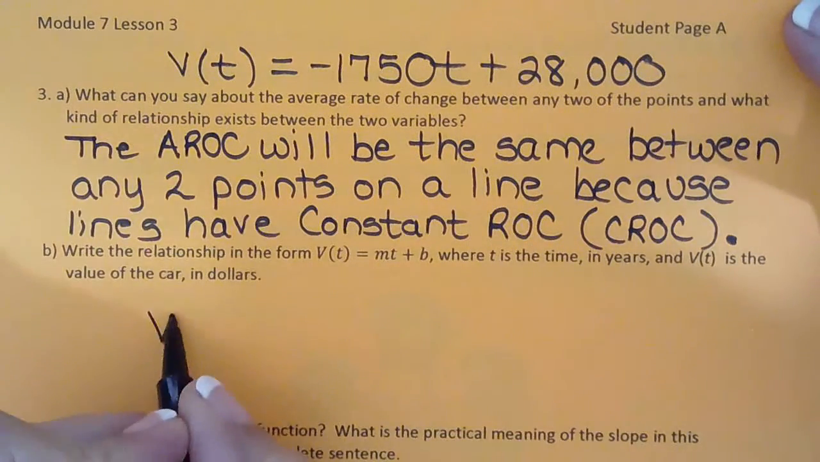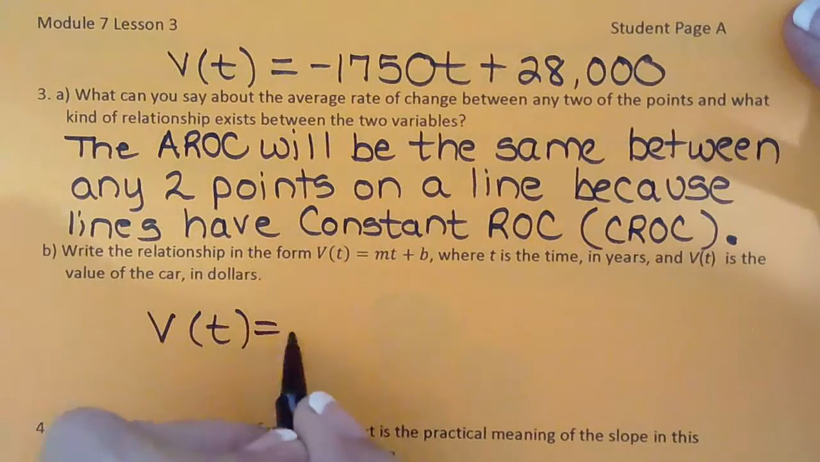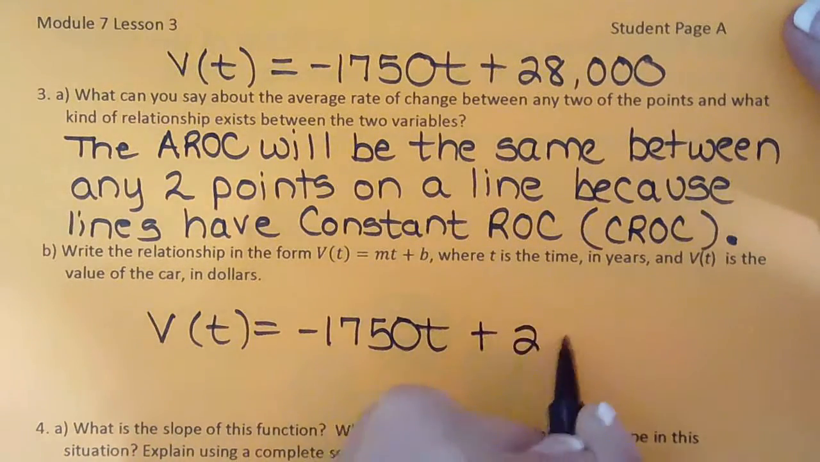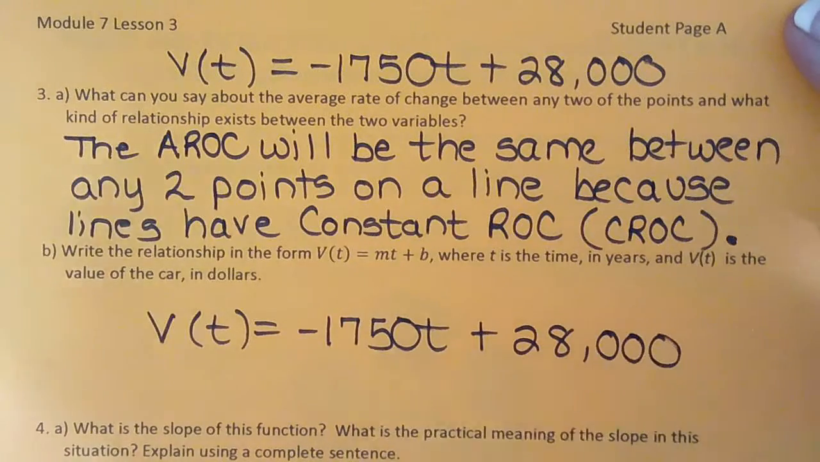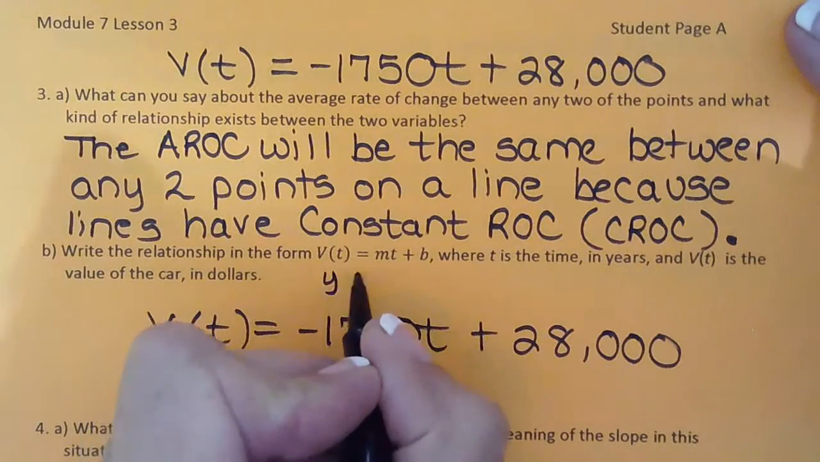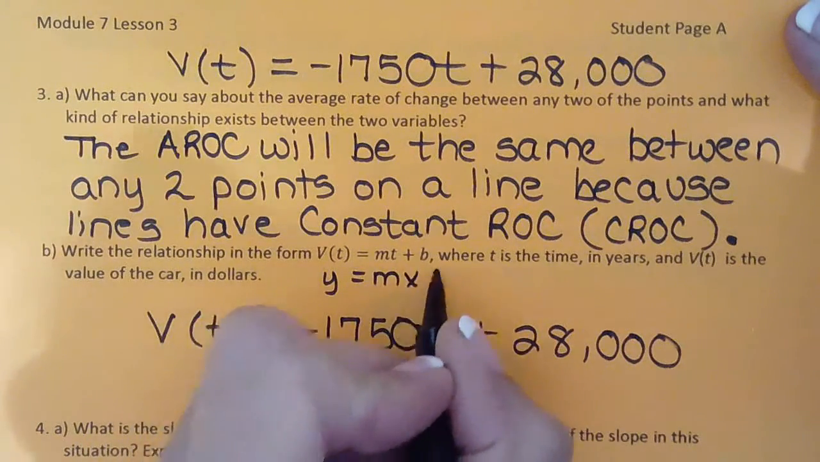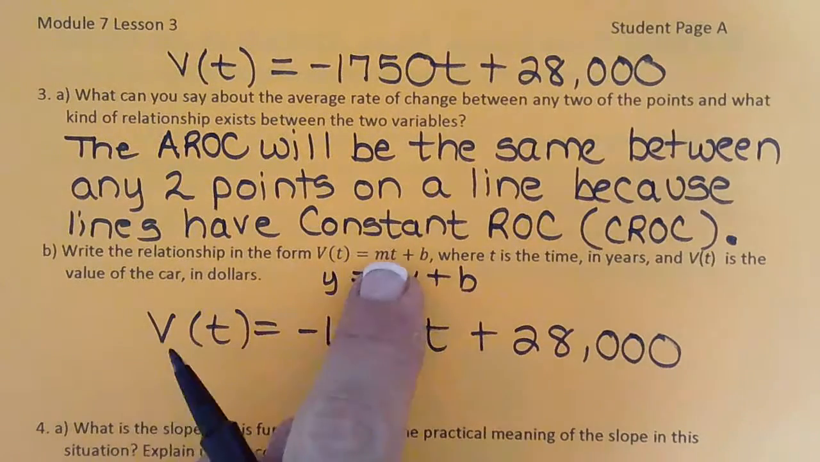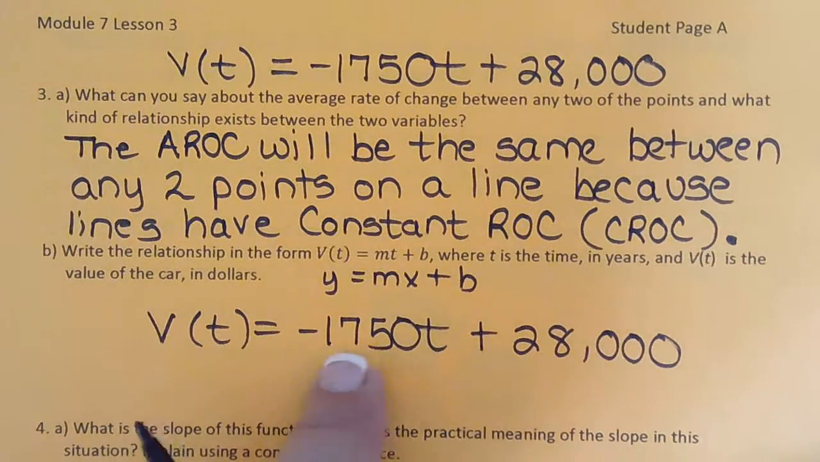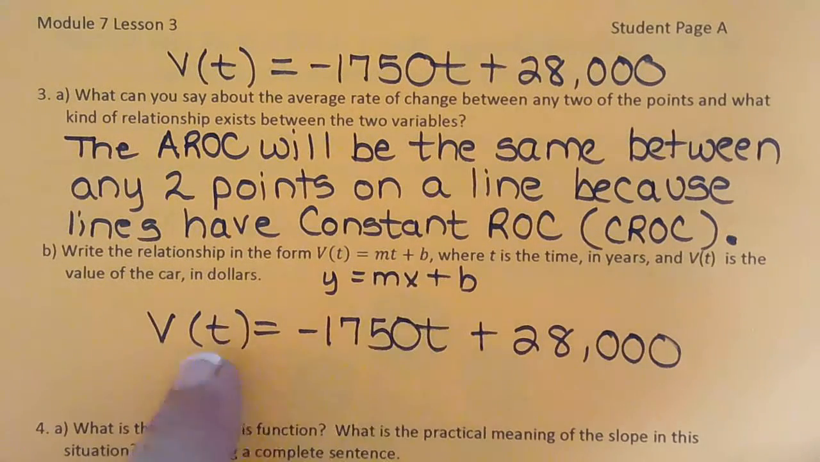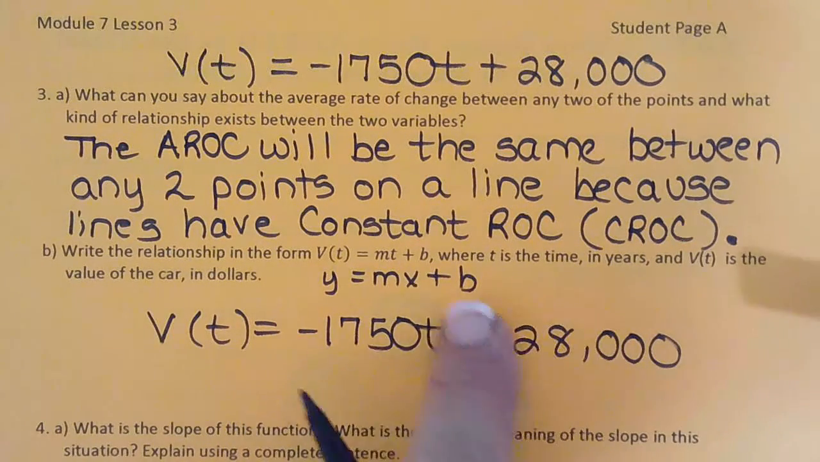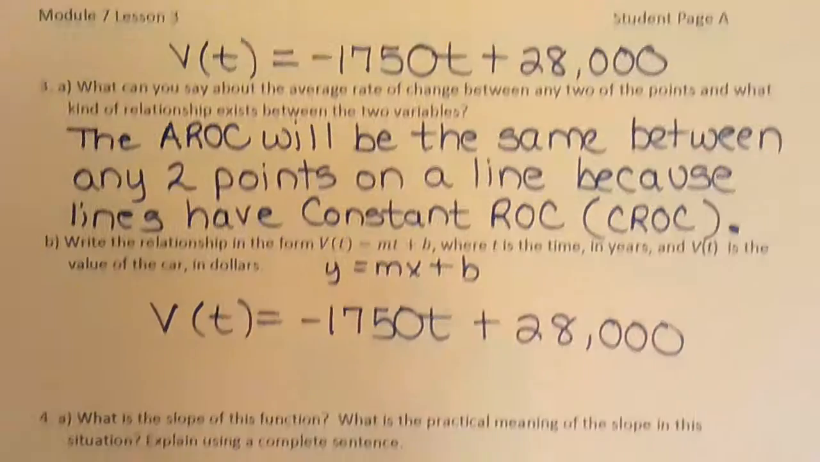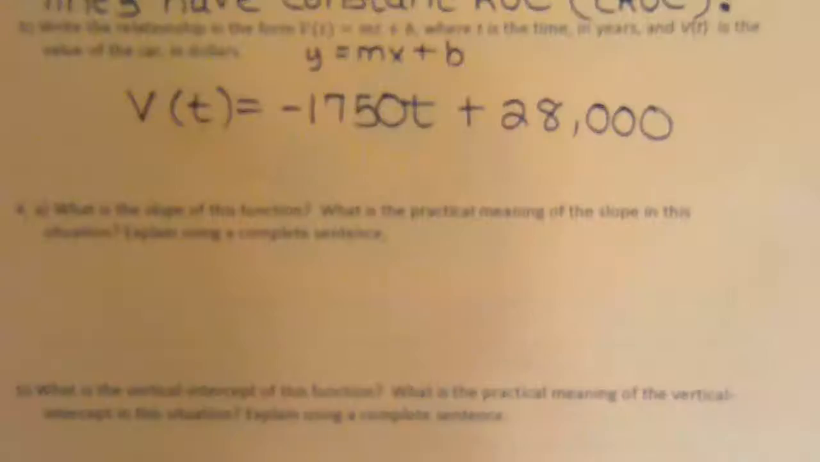And that's all we need. So I guess there's no work on that one because we already did it on the front. There wasn't any work anyway. But let's at least do y equals mx plus b just to remind ourselves where everything came from. They're telling us y was v of t. We found the rate of change to be negative 1750. t is our new x, and then the starting point, the original value of the car, was 28,000. Just a little recap from the last video.